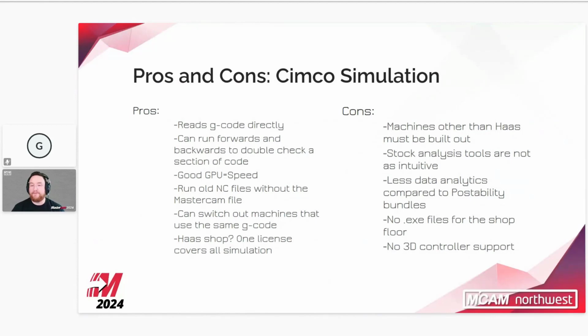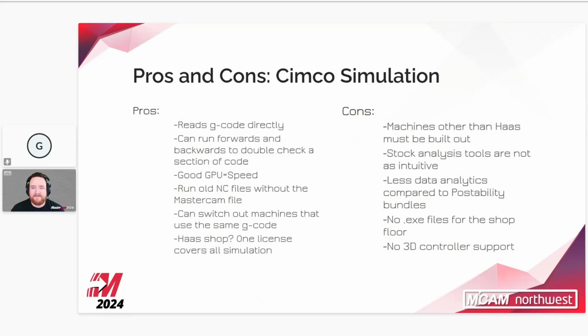You can also switch out machines that would use the same G-code. So in theory, say a UMC 750 and a UMC 500, they really take the same post. It's all about making sure that the collision checking is right. Well, you could post it for one machine and then run the simulation for both machines with the same code, all inside of one session. And that's really cool. In fact, if you are a Haas shop in general, this could save you some money, because you can buy one license that will cover all of the different Haas simulators that are included with the Cimco simulation product, which is super neat.